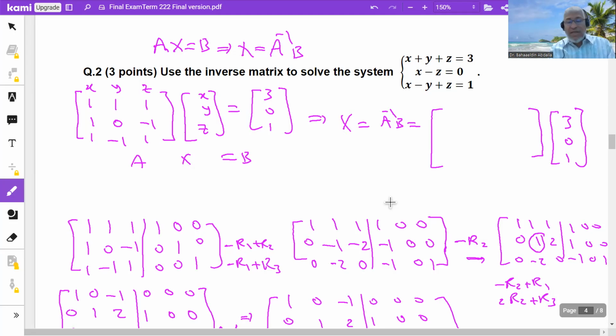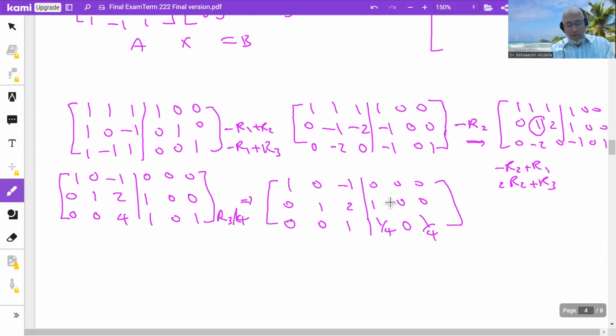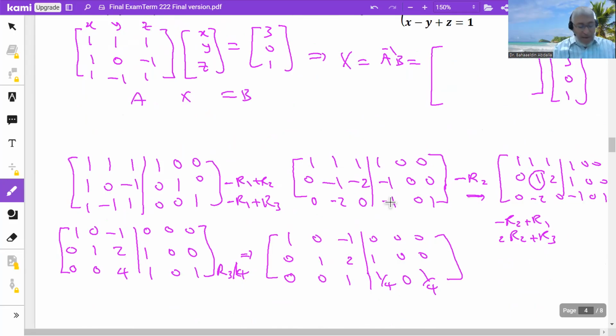Well, the answer, the last row is 1 over 4, 0, 1 over 4. So not 0, I mean negative half. So there is a problem. I have a problem. This number shouldn't be 0. So where is my mistake?